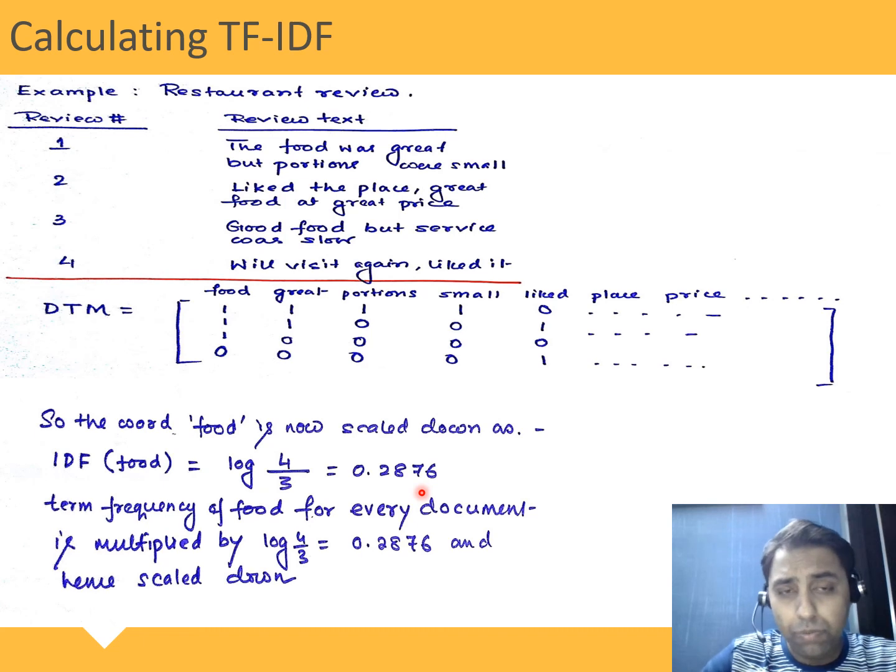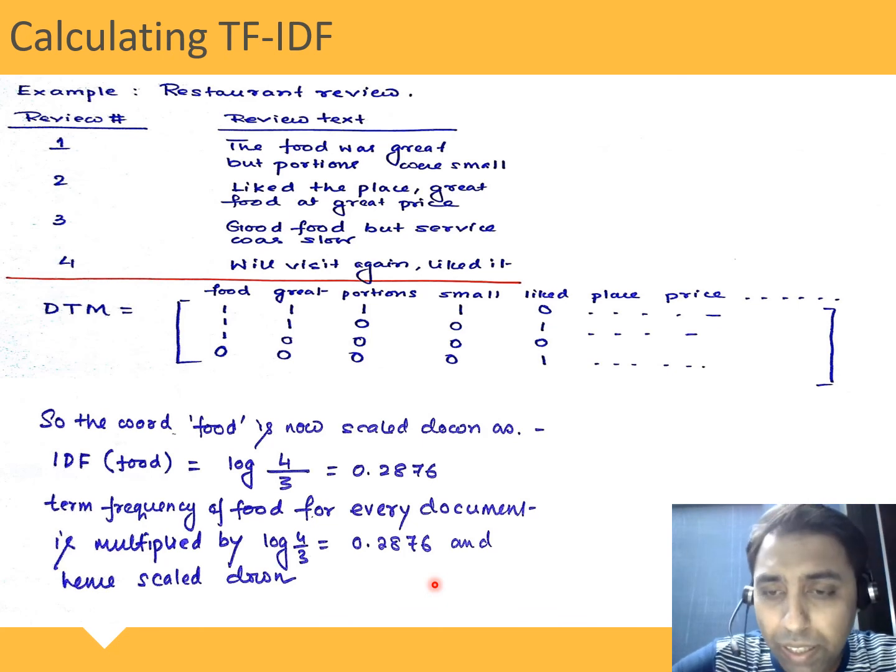So what it is doing is, whenever I get the word food in the document term matrix and I calculate the term frequency, I actually scale it down by the factor 0.2876. So it has a scaling down effect in this case, and the reason is because food here is an abundant word.